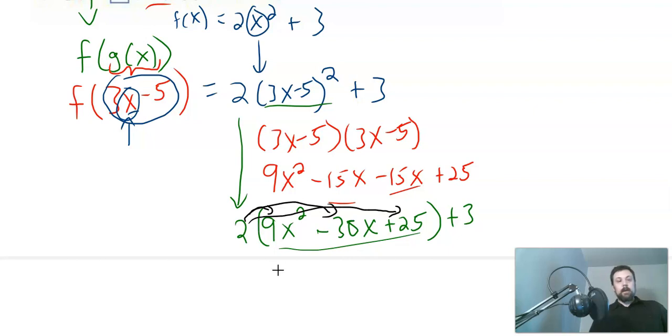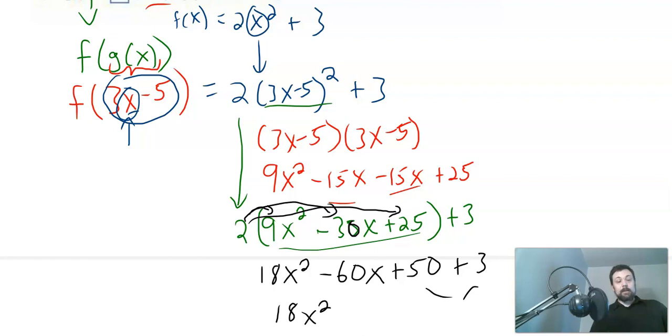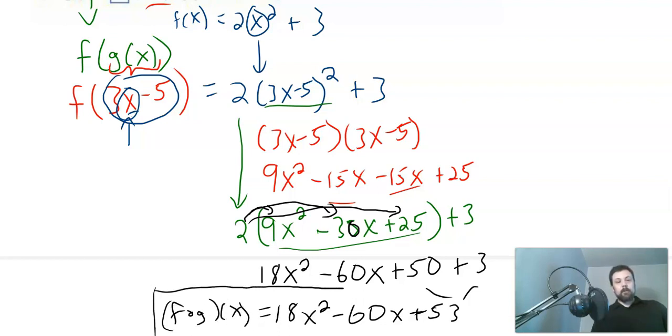to each of these. And so we're going to get 18x squared minus 60, and I'm sorry, that's a 0 here, minus 60x plus 50, and then I'll have the plus 3, and then I'll combine those together. And so finally I get 18x squared minus 60x plus 53. All right, and so that is what f composed with g of x is equal to in this problem. See if I can keep that line going straight across. And so that'd be our final answer there.